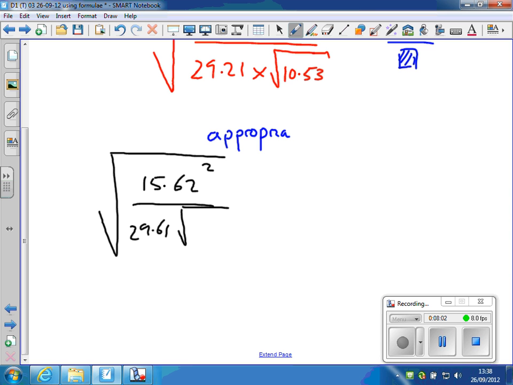And then, sorry lads, so square root 10.53. And that's the beauty of those calculators. You actually see on the screen hopefully exactly what it says on the page.